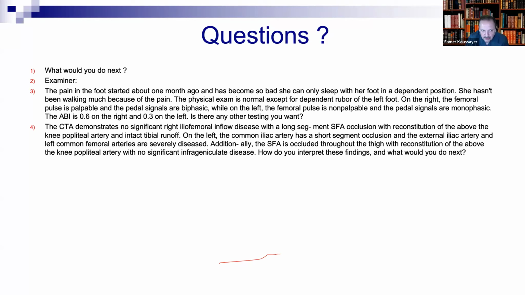Yes, no problem. You can do whatever you want, or you can go from the contralateral side. I mean, you have two options: either go from the contralateral side to treat, or you can go from the brachial. But you have to fix the common femoral artery first.